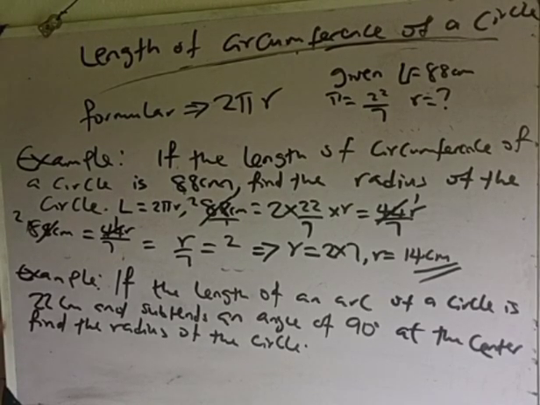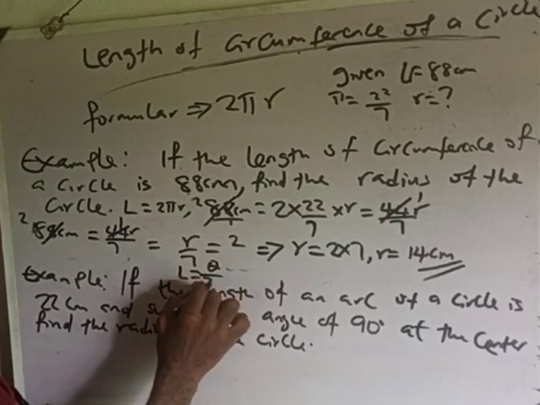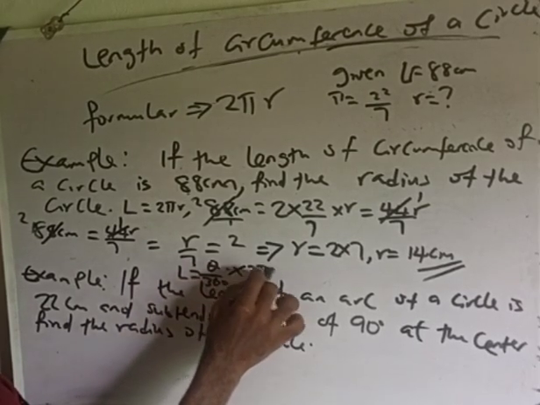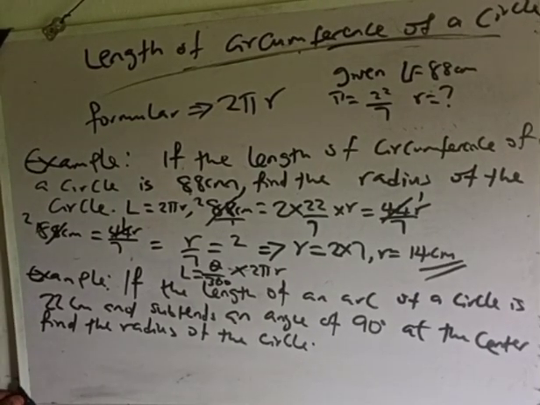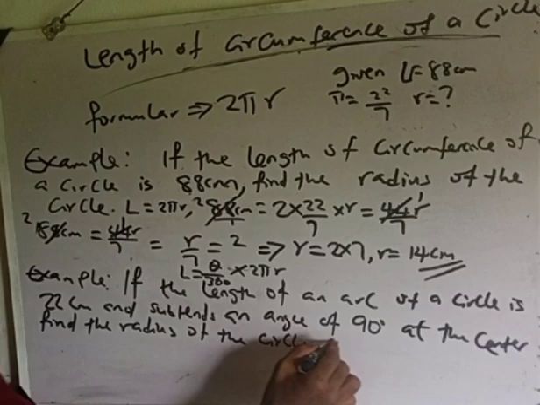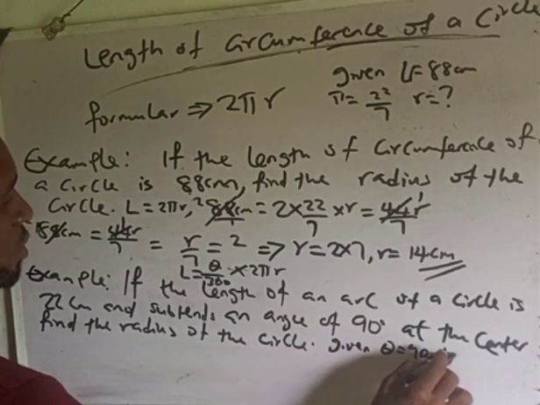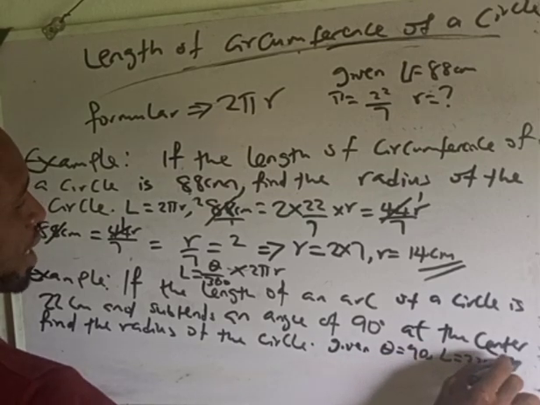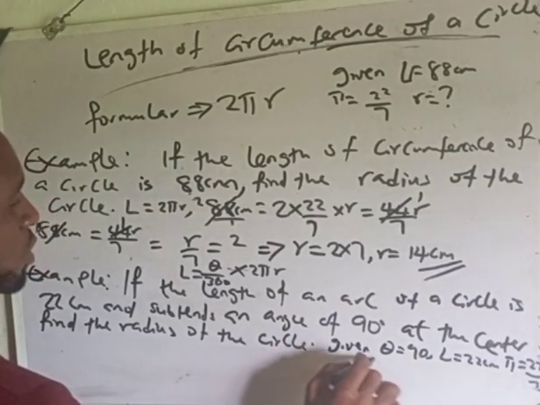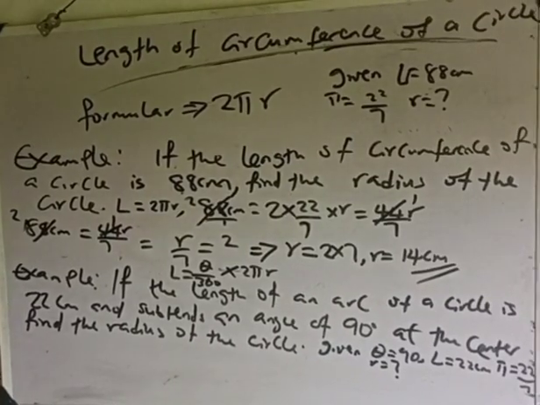And we have that the length of an arc is 22 cm. Remember, we have that formula that length of arc is equal to theta over 360 times 2 pi r, right? So in this case, let me write out what we have. We are given that theta is equal to 90. We are given that length of arc is equal to 22 cm. We know that our pi is equal to 22/7, and we are looking for our r. R is unknown.